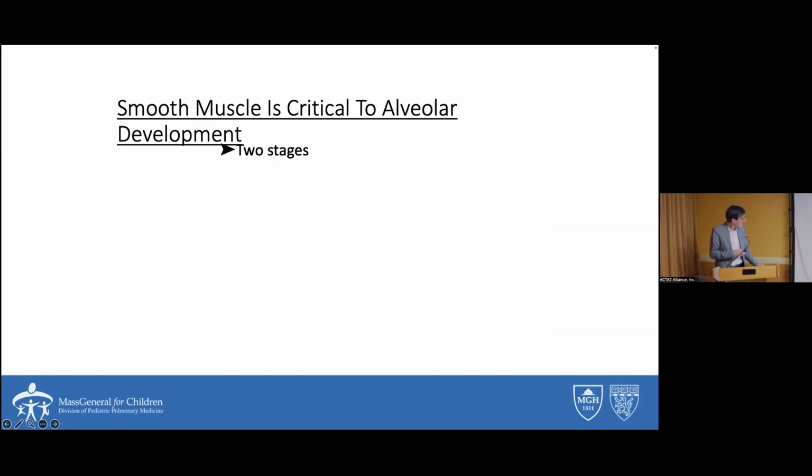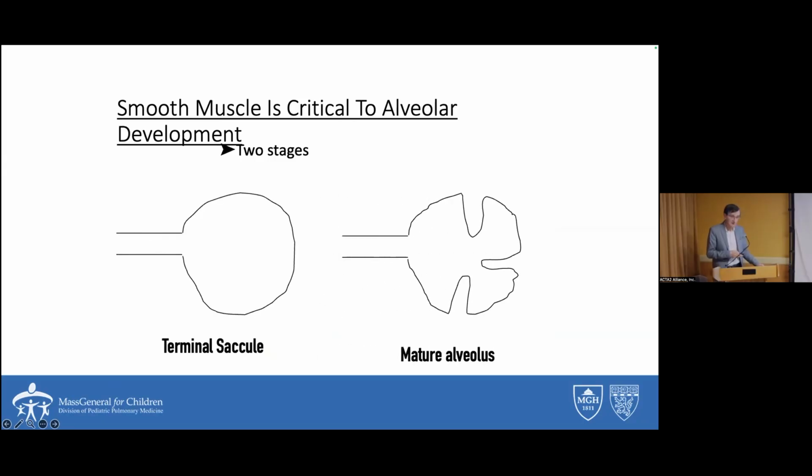Now, there are two stages, and I'll show you what they look like. They start out with balloons and then they develop shelves. The purpose of making a shelf is to increase the surface area, and it increases surface area not by twofold, but fourfold. So these things are very important to make.